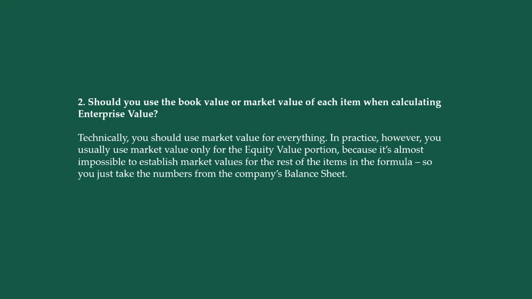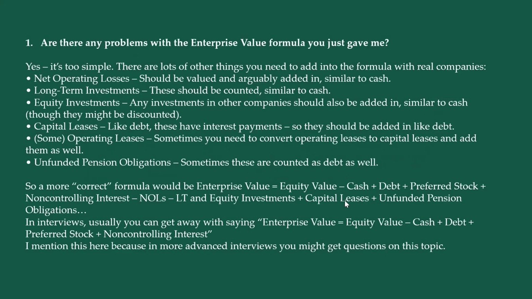So, enterprise value, we have discussed, is equity value plus debt plus preferred stock plus minority interest minus cash and cash equivalents. And now, when we have seen the formula, we subtract net operating losses, we subtract long-term debt and equity investments, we add back capital leases and unfunded pension obligations. So technically, enterprise value is meant to represent the market value of the company's entire capital structure. That means, in a perfect world, everything, equity, debt, and preferred stock, etc., should be at market value.